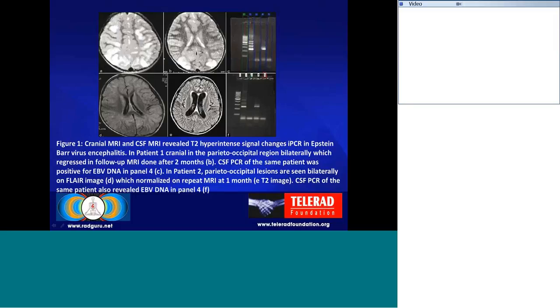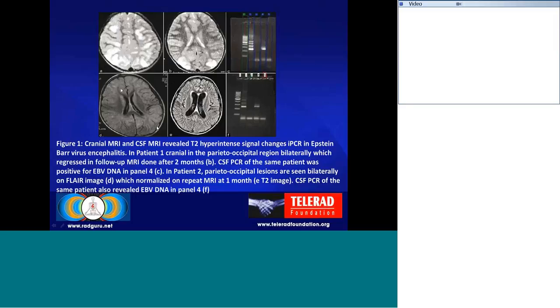These are the abnormalities which are regressing in the follow-up MRI after 2 months, whereas the polymerase chain reaction of CSF study will demonstrate Epstein-Barr virus. So sometimes the MRI will show a corresponding decrease, an improvement in the patient.